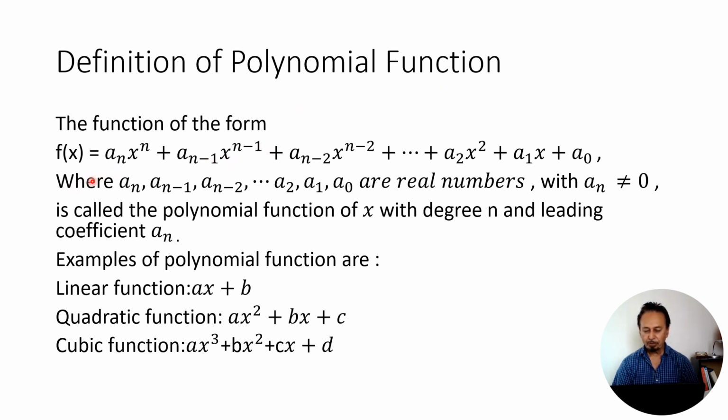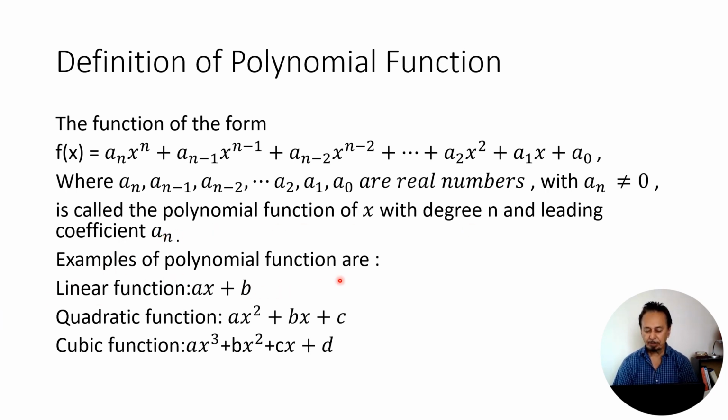The function of the form f of x equals a sub n x to the n plus a sub n minus 1 x to the n minus 1 plus a sub n minus 2 x to the n minus 2 plus and so on, plus a sub 2 x squared plus a sub 1 x plus a sub 0, where a sub n minus 1, a sub n minus 2, a sub 2, a sub 1, a sub 0 are real numbers, and a sub n, which is the leading coefficient, is not equal to 0. This is called the polynomial function of x with degree n and leading coefficient a sub n.